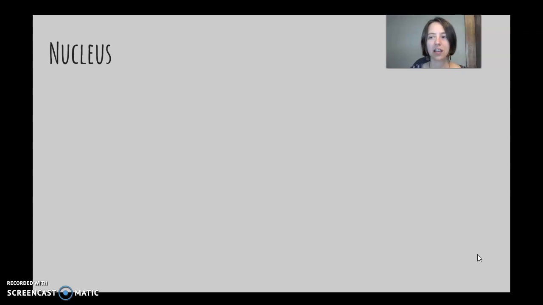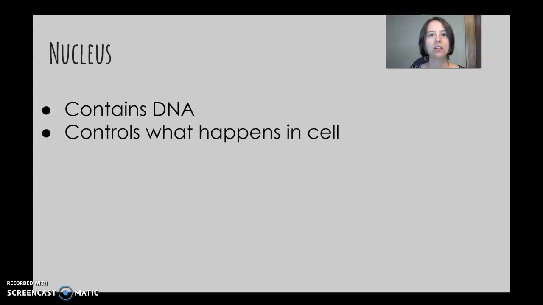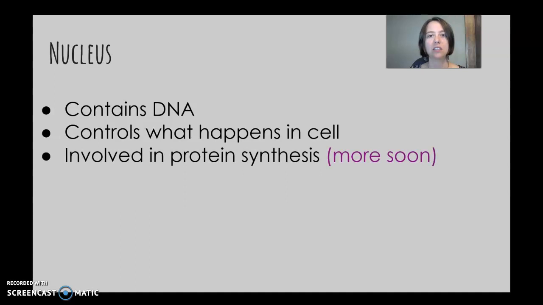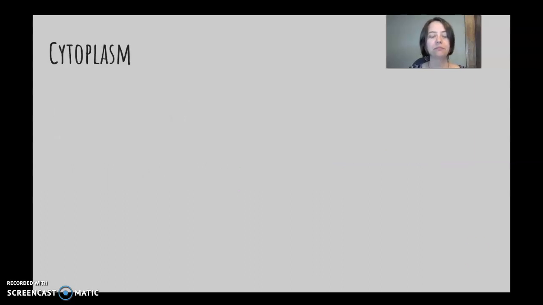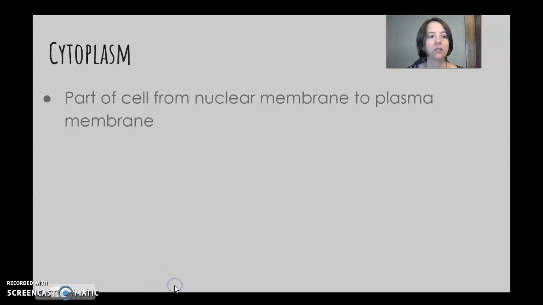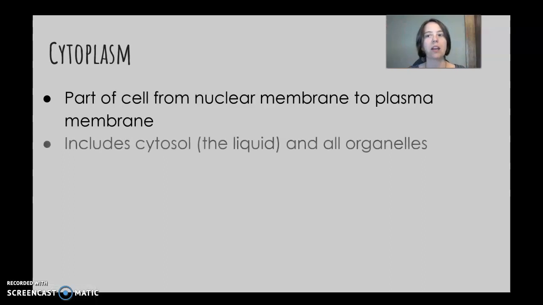So, the nucleus, heading inwards, is where the DNA is, and the nucleus controls what happens in a cell. It's also involved in protein synthesis, and we'll talk more about that in chapter 3 later on, and involved in mitosis, and again we'll talk more about that. So in between the plasma membrane and the nucleus is the cytoplasm, all the good stuff in the middle. The cytoplasm is the part of the cell from the nuclear membrane all the way to the plasma membrane on the edge. The cytosol is the liquid, and then it also includes all of the organelles.